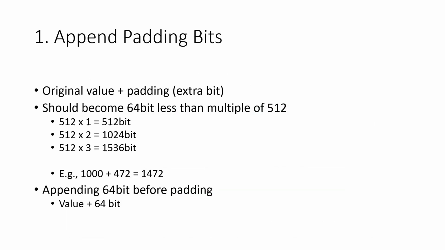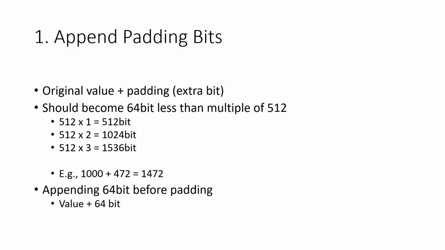Now the first thing is append padding bits. What it does is, the value you have taken, as an example here it says 1,000, should be less than 64 bits from a multiple of 512. I have mentioned it and given you some examples.